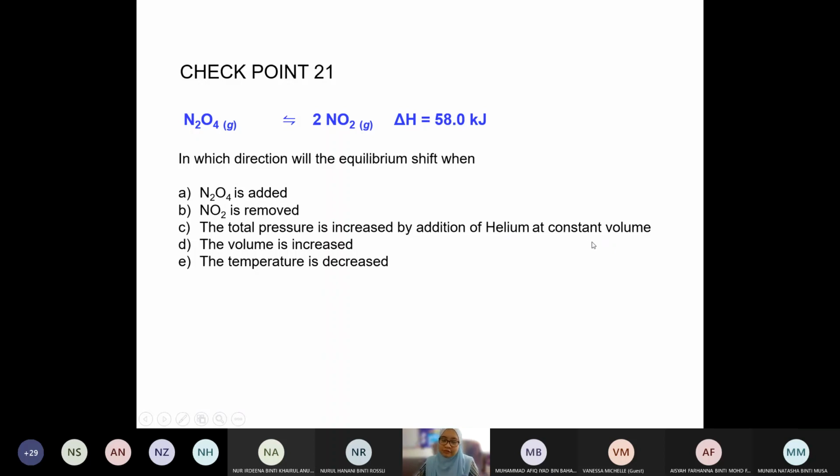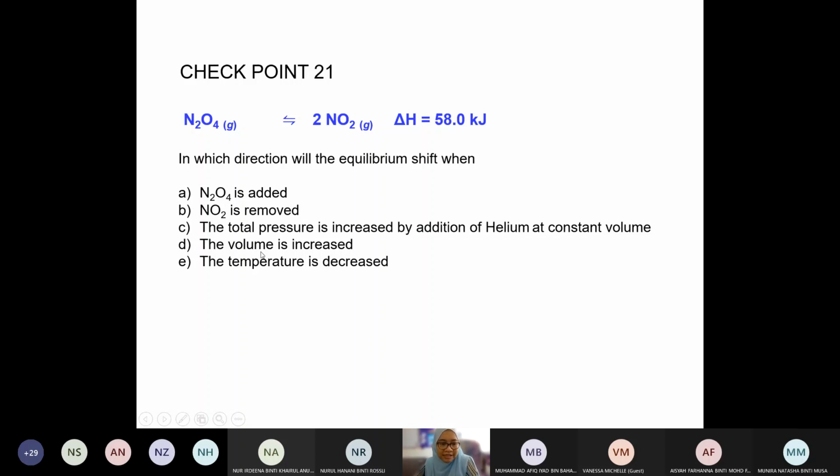Tapi students sometimes they tend to take for granted lah. Dia nampak pressure, dia tak sabar-sabar. Okay, increase pressure nak lowerkan pressure. Tak sabar-sabar. You have to read the question till the end. Sebab dekat yang ending tu yang selalunya student miss out. Dia excited, dia is increase, increase. So nak decrease kan, pergi ke side yang left, ke side yang less molecule. Okay, alright. Read the question till the end.